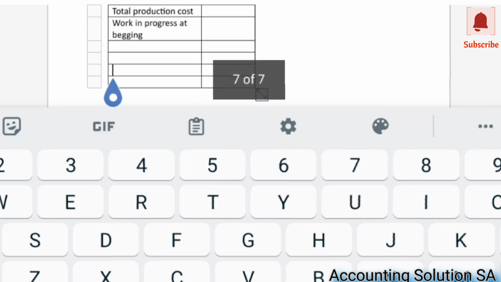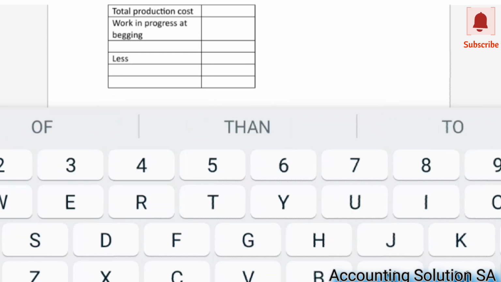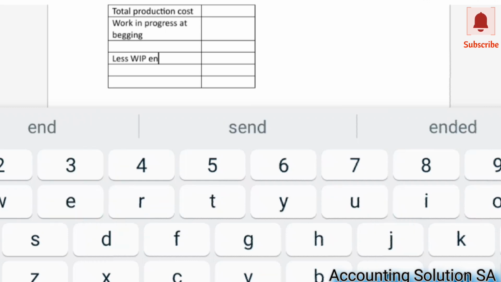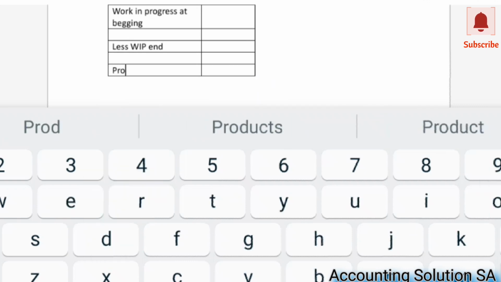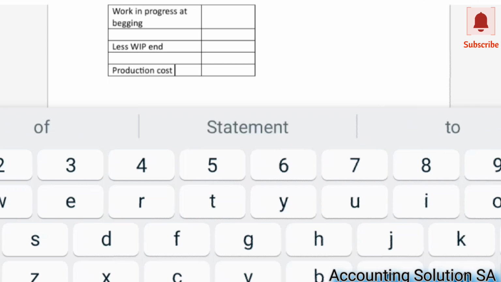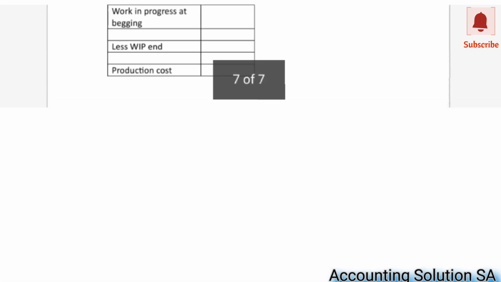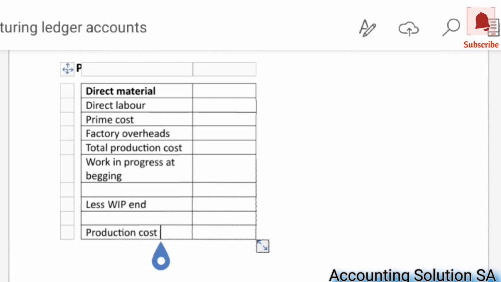Then we less work in progress at the end. Okay, then it's gonna give us production cost. Okay, we have two totals, guys. We have total production cost before we add and subtract closing balance of work in progress.